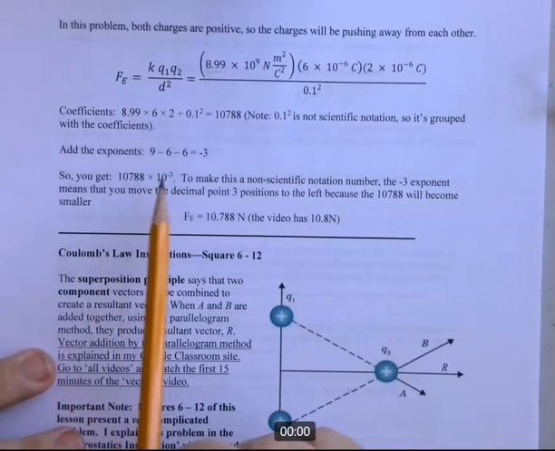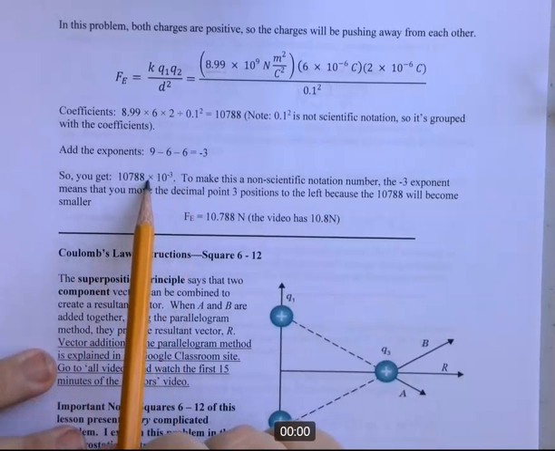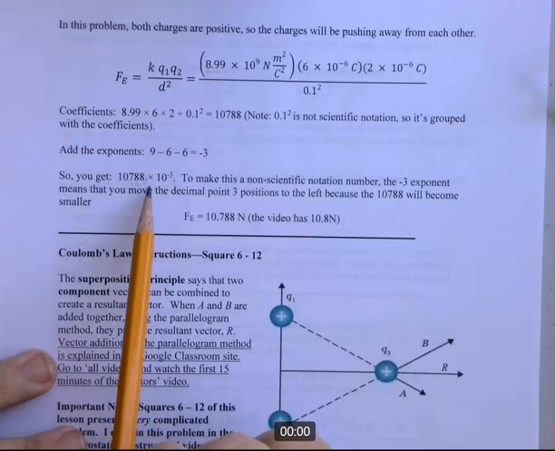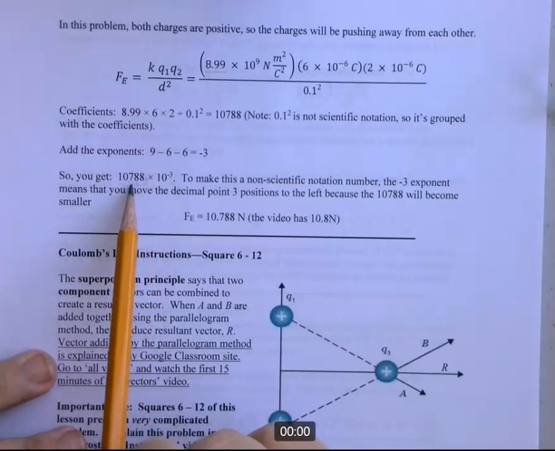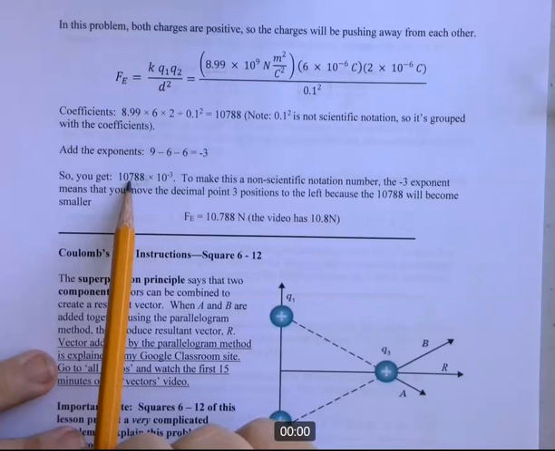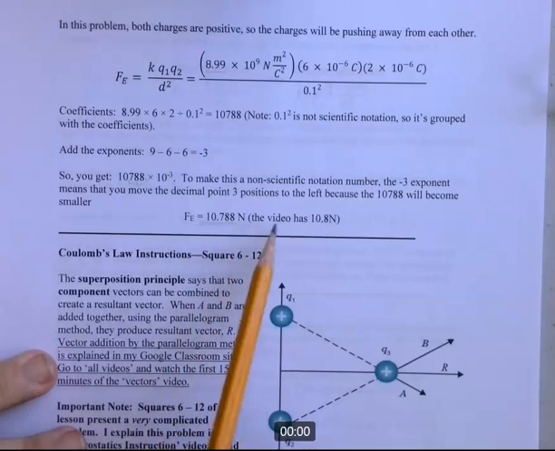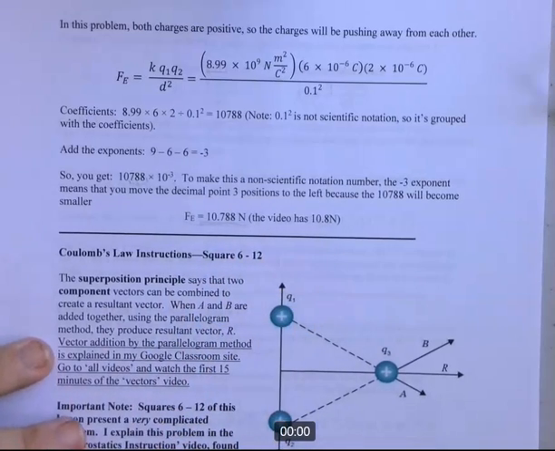So again, watch the scientific notation video. So what do you do? The decimal's right here behind this 8. You don't see it there, but it's there. And so you move it 1, 2, 3 places to the left. The -3 means you're going to make it a smaller number. So that means you end up with 10.788. And there it is right there, 10.788. The video shows 10.8, same thing.